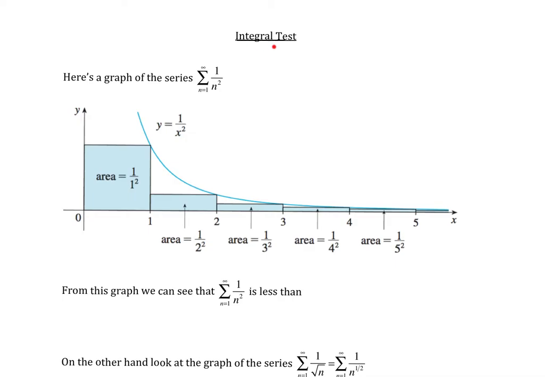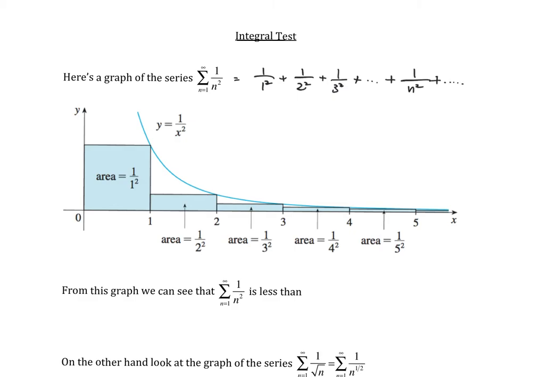Let's talk about the integral test. Let's say that we have a series, the sum of 1 over n squared, as n goes from 1 to infinity. If I were to write out a few terms of that series, the first term would be 1 over 1 squared, and the second term would be 1 over 2 squared, and then 1 over 3 squared. We keep adding those terms. The general term, as we can see, is 1 over n squared, and it goes on forever.